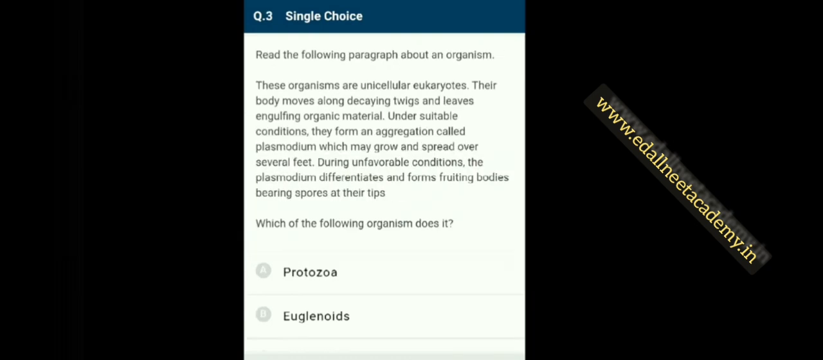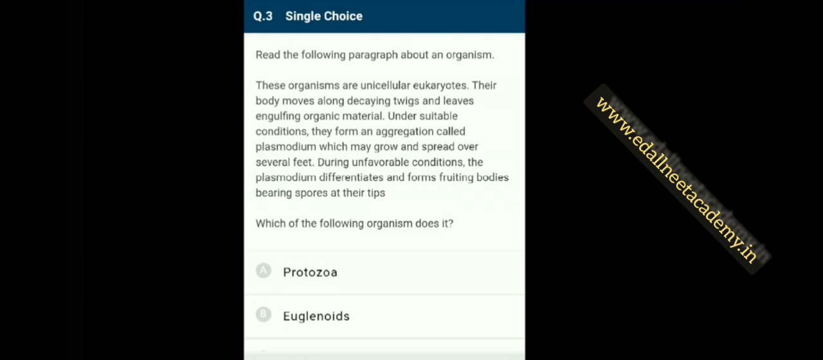Question number 3. Read the following paragraph about an organism. These organisms are unicellular eukaryotes. Their body moves along decaying twigs and leaves, engulfing organic material under suitable conditions. They form an aggregation called plasmodium, which may grow and spread over several feet. During unfavorable conditions, the plasmodium differentiates and forms fruiting bodies bearing spores at their tips.